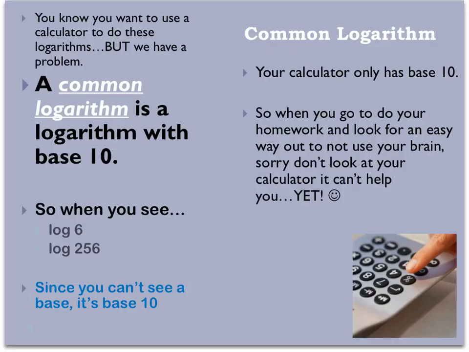We are unable to use our calculator to do the problems we just saw because our calculators only do common logarithms. So a common logarithm is any time I have a log base 10. So down here, whenever you see log of 6 or log of 256, what this actually says is log base 10 of 6, but we just don't write the 10 because it's assumed to be there. Okay? So whenever you hit your calculator and you put in log of 6, your calculator's like, alright, you want me to figure out 10 to what power is 6, and your calculator's doing that calculation for you.